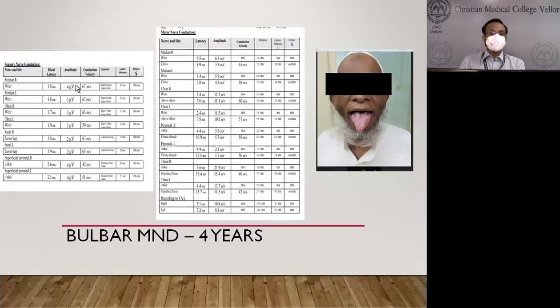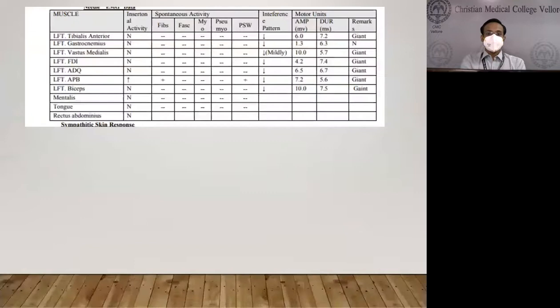And his SNAPs are also reduced. So initially, it was considered he had a sensory motor axonal polyneuropathy, but why bulbar onset dysfunction was the question. EMG showed only chronic changes. There was hardly any active denervation that we were able to demonstrate in them.